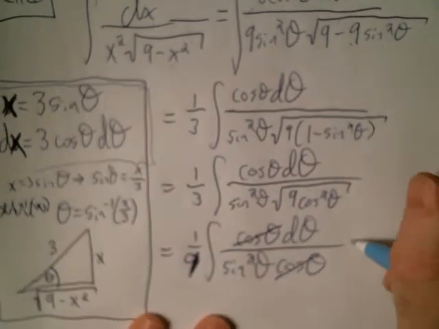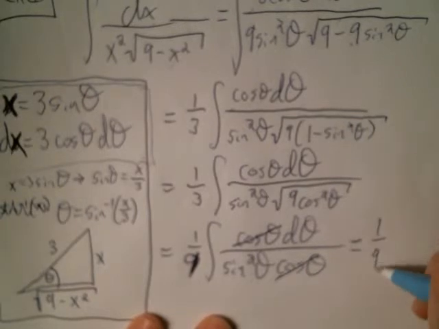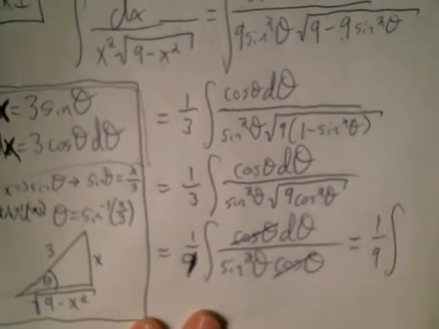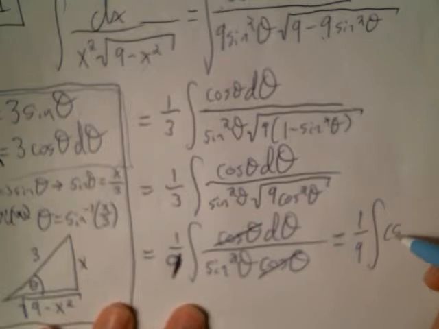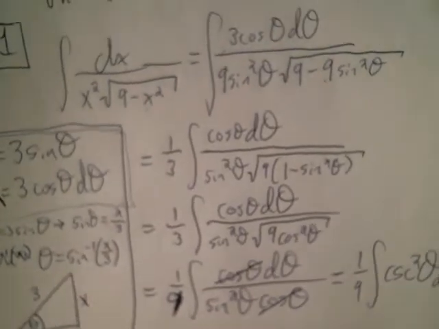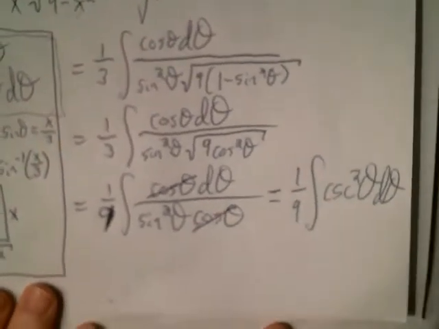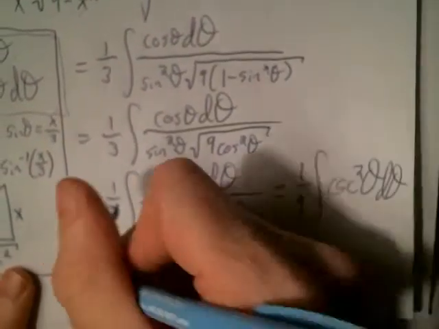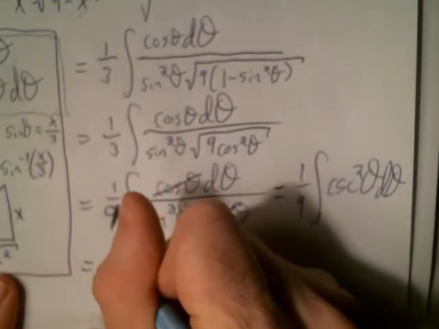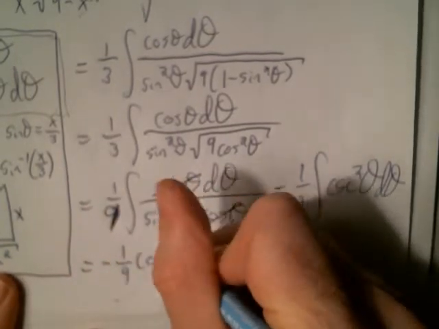Awesome. Then these things go away. I'll have 1/9 integral. 1 over sine is cosecant, so this is cosecant squared theta, d theta. Then, cosecant squared is just the derivative of cotan, but without a negative. So I can easily integrate that. That's negative 1/9 cotan theta plus c.